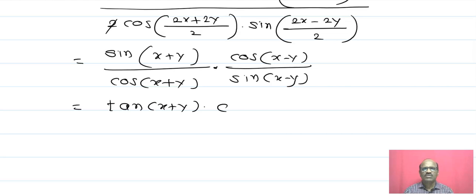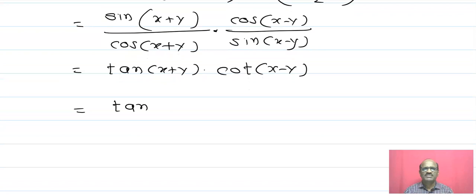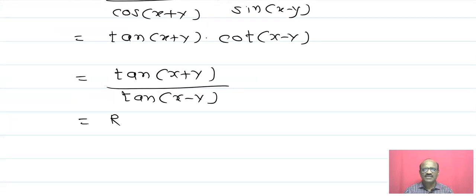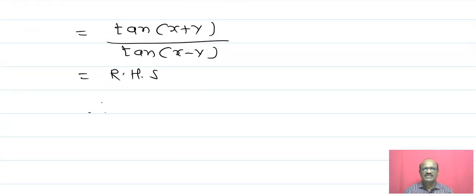That's why you are getting tan of x plus y, and here is cot of x minus y. Therefore, tan of x plus y upon tan of x minus y. And this is the RHS. And hence LHS is equal to RHS.